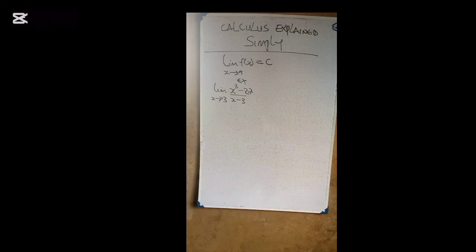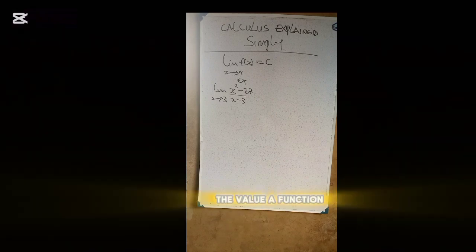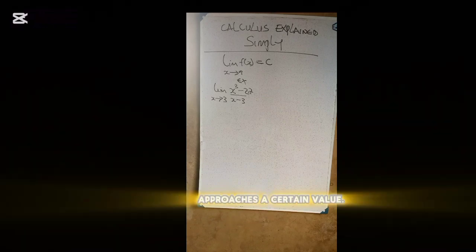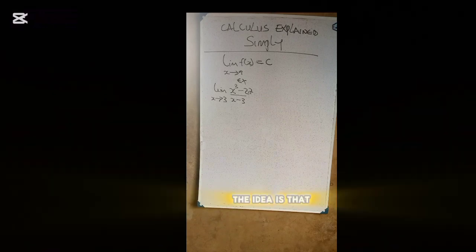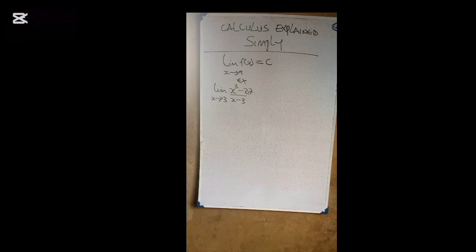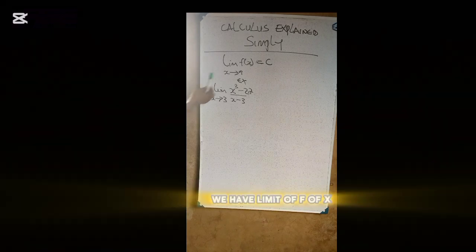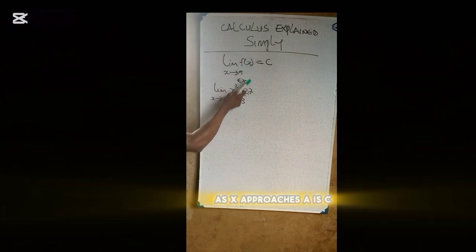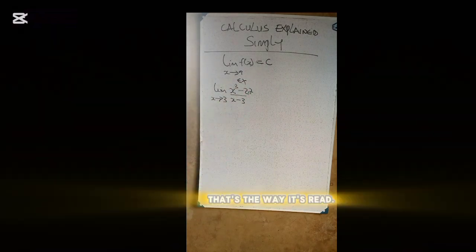What is a limit? A limit describes the value a function or sequence approaches as its input approaches a certain value. The idea is that we are getting very, very close to this value, but not quite reaching it. For instance, the limit of f of x as x approaches a is c. That's the way it's read.